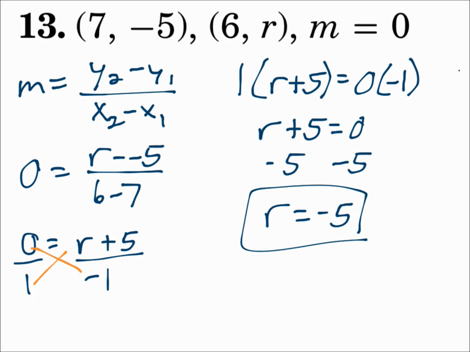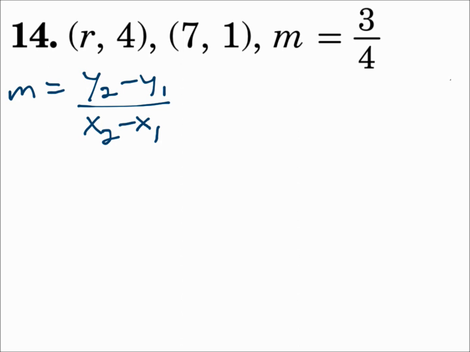And if you notice, this line has a slope of 0, so it's a horizontal line. And this happens when the y values are all the same. r was a y value at negative 5, and notice, the first point also had a y value of negative 5. So this is a horizontal line through negative 5.